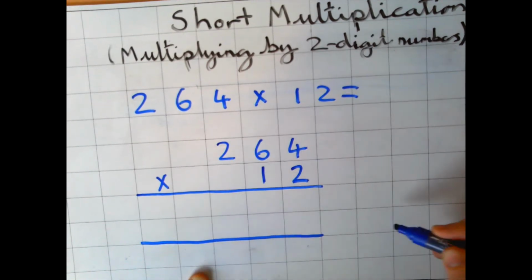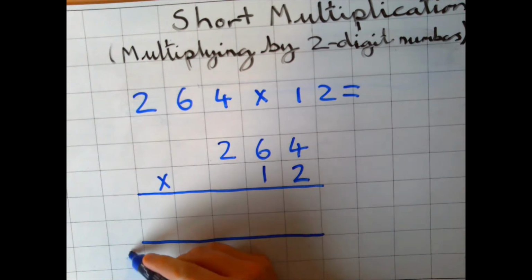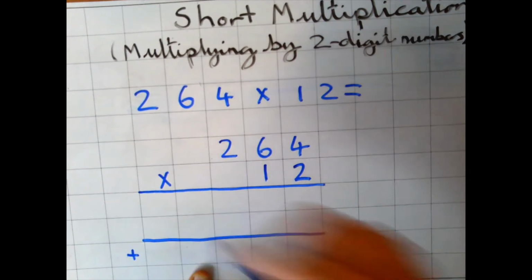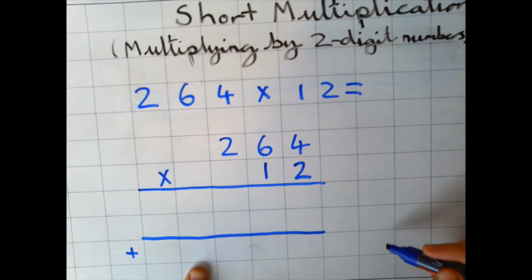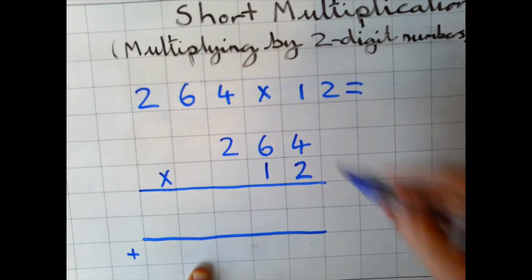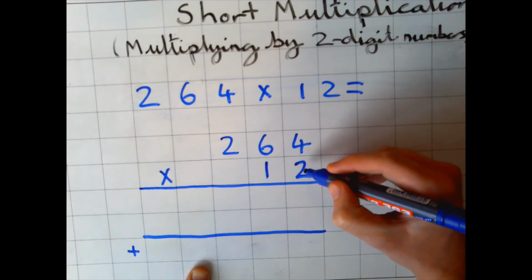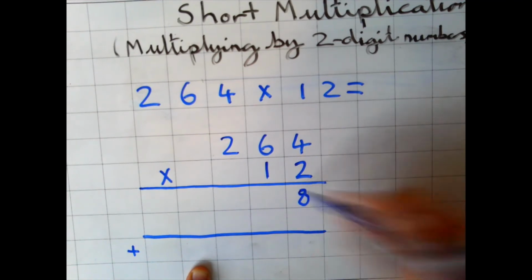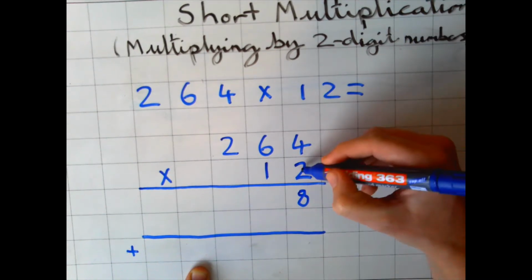Alright, so let's start off, same as before, in the ones column, multiplying 2 by 4, well that is 8. And now we're going to multiply 2 by 6, well that is 12. So we'll put the 2 here, and then the 1 just there as a little add-on for after the next calculation. 2 times 2 is 4, add on this 1 is 5.